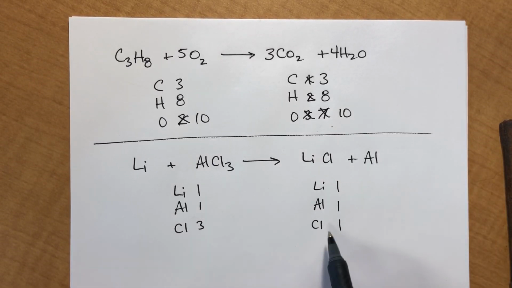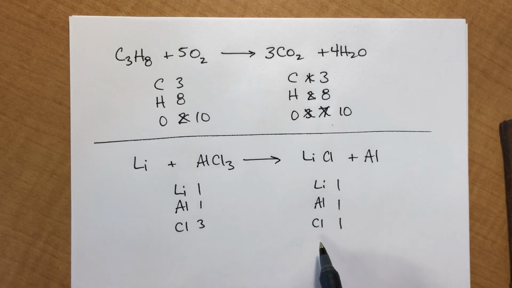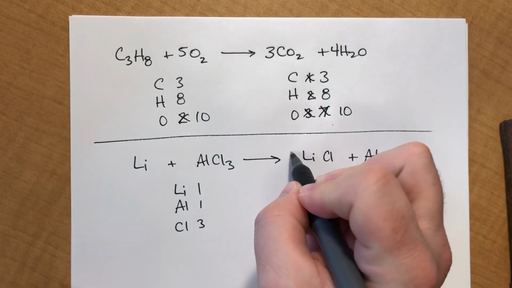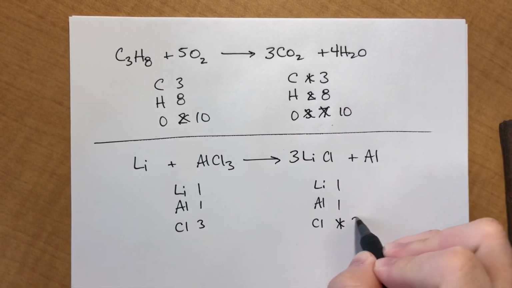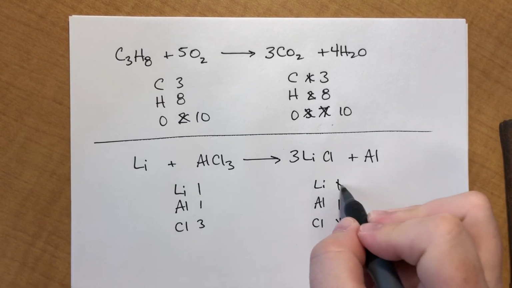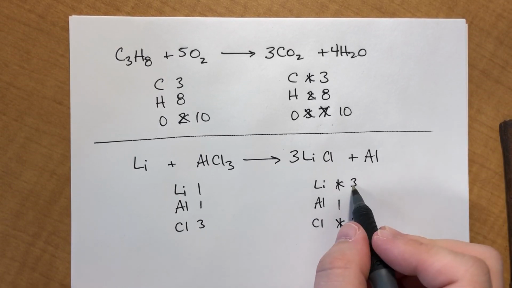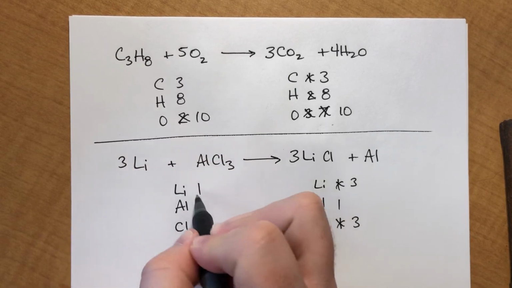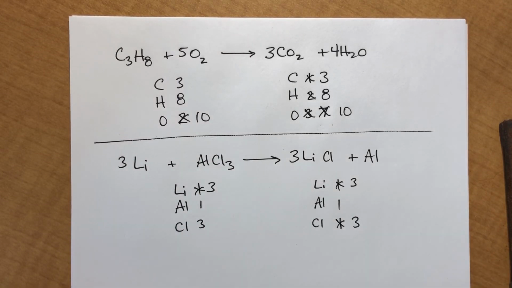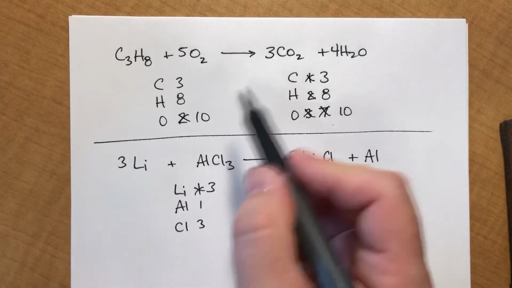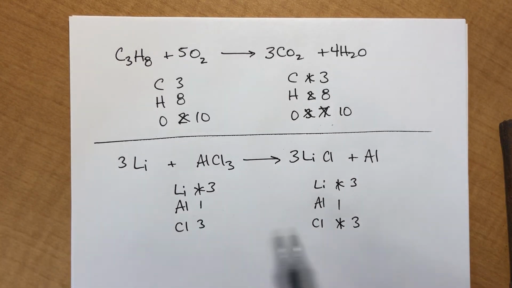So really the only thing that's messed up on this one is the chlorine. We have 3 on this side and 1 on this side, so we have to put a 3 in the front, and that changes that to a 3, but it also messes up our lithiums. Now we have 3 on this side and 1 on this side, so we need a 3 here also. You'll note this one was notably easier than this one, but it's the same logic. You still just bounce back and forth one element at a time. We never even touched the aluminums. They were 1 on both sides. We didn't do anything.